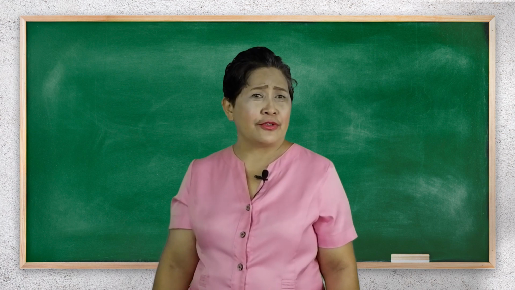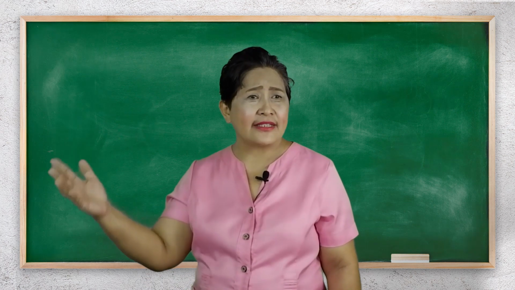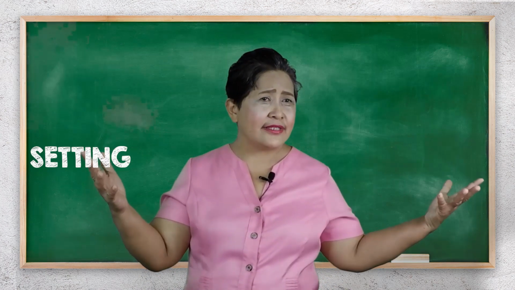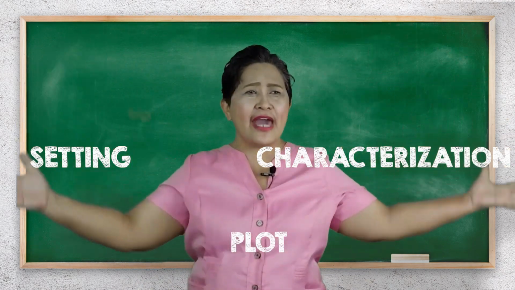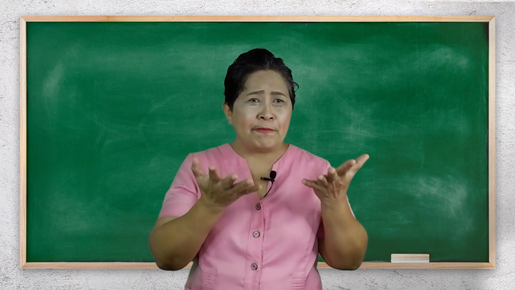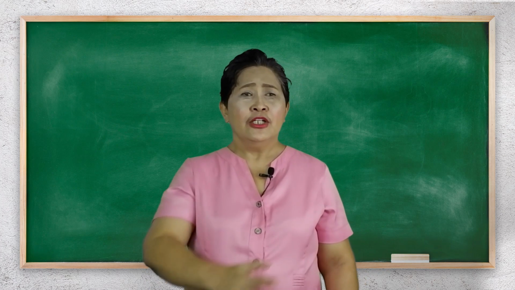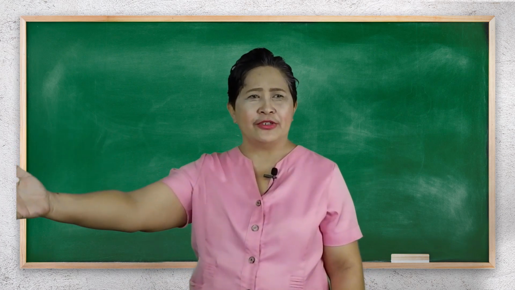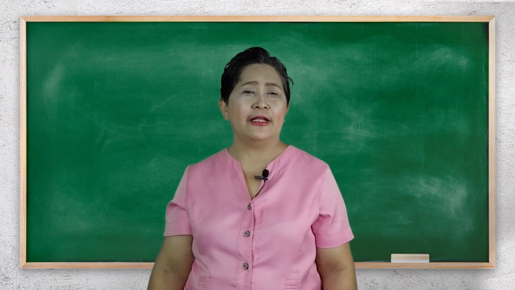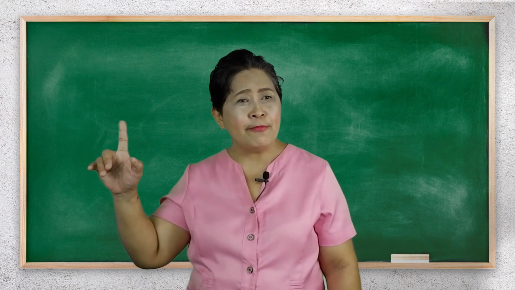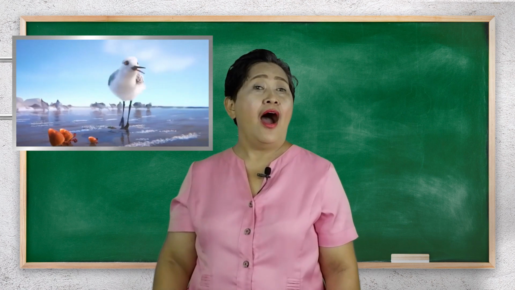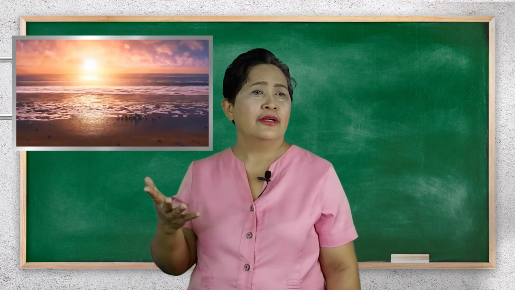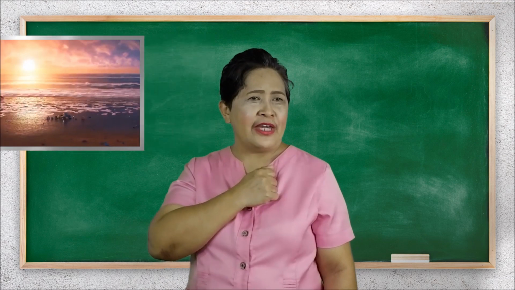If you have observed, the setting, characterization, and plot work together to achieve the purpose of the writer to entertain the reader. They also help in achieving the theme of the story by showing the reader how the sandpiper conquered its fears.